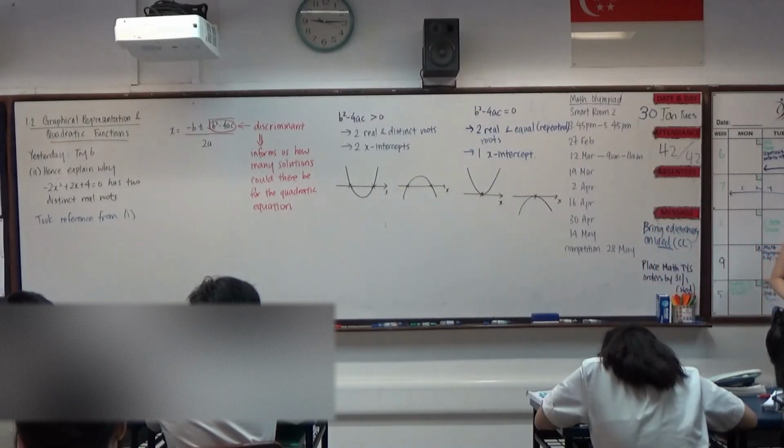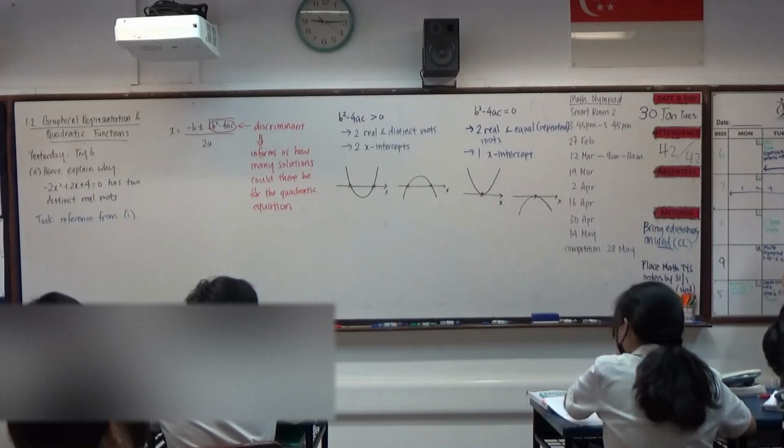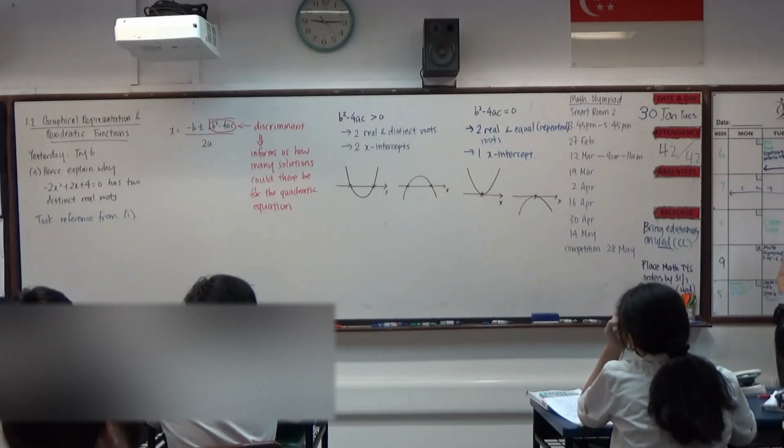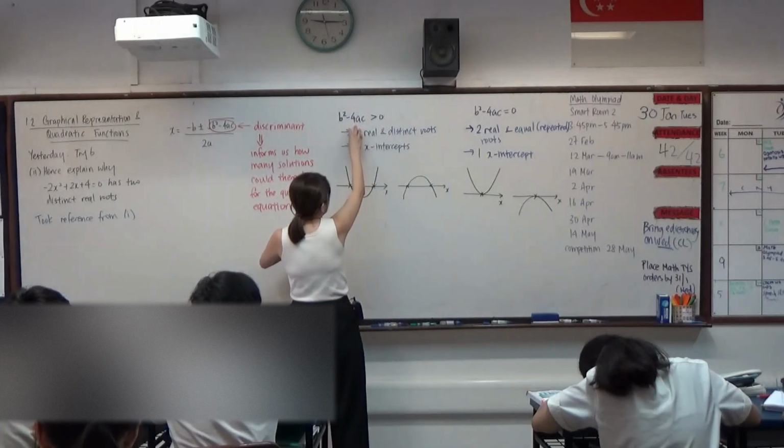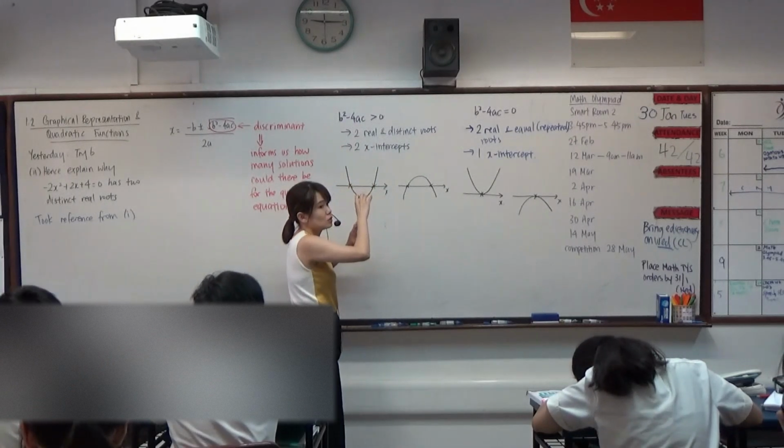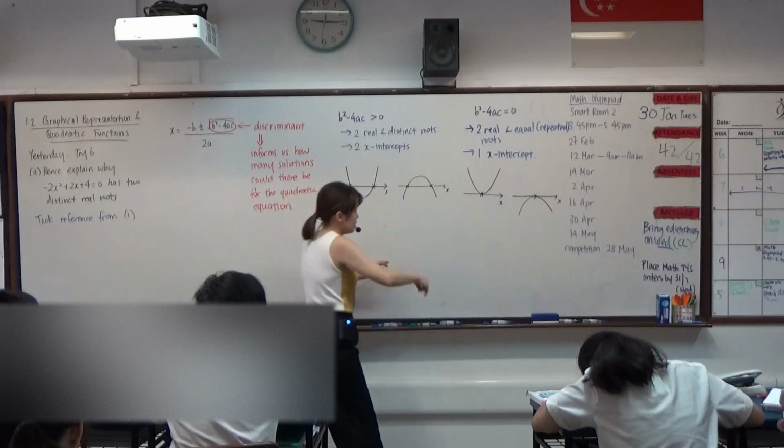I don't understand why there are two real and this. As in, you don't understand this statement or you don't understand why two? I don't understand why two. Okay, I'll give you an example.